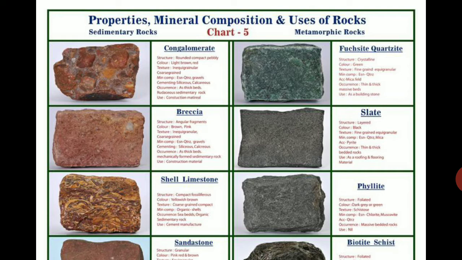Second is breccia. Structure is angular fragments. Color brown pink. Texture inequigranular, coarse grained. Mineral composition: essential minerals are quartz, gravels, and cementing material is siliceous and calcareous. Occurrence as thick beds. Mechanically this is formed. Use: construction material.